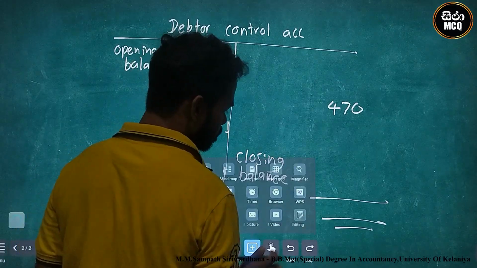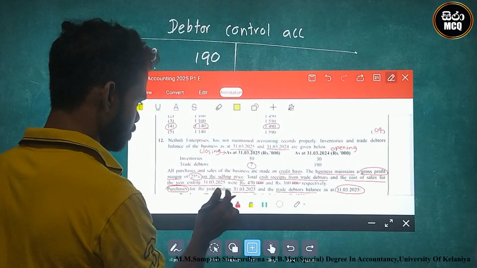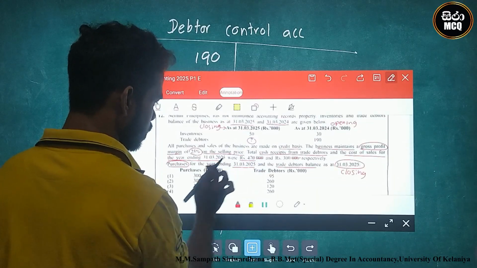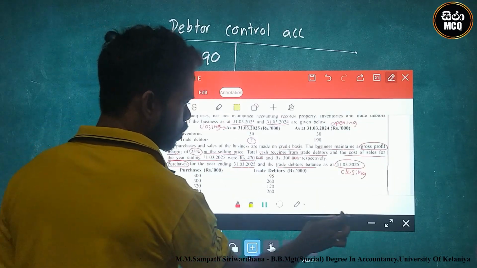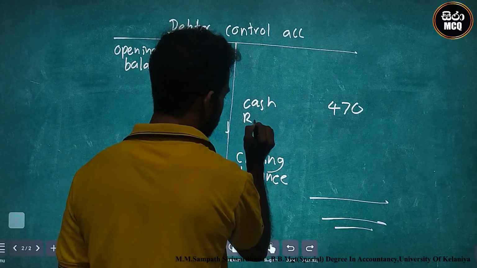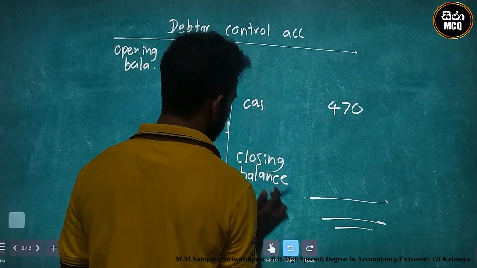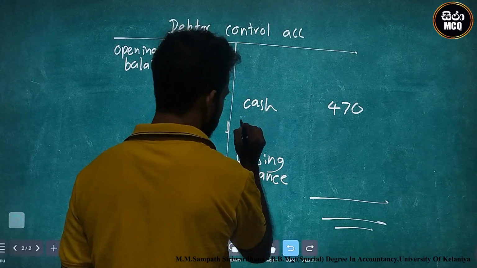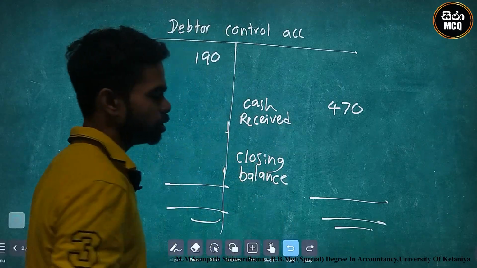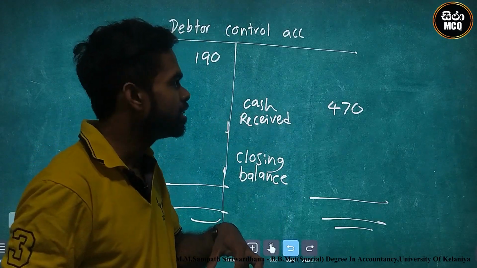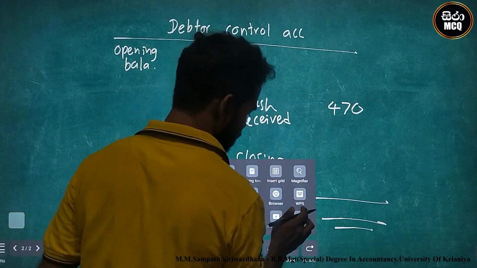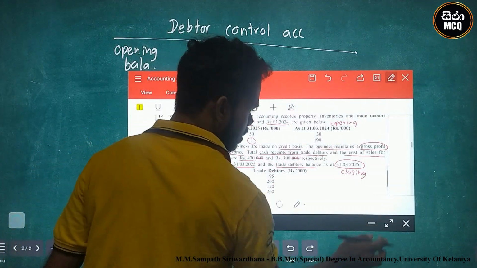Look here, what is the value? 470. 470 is the cash received amount. Cash received: cash control debit, trade debtor control credit. Okay, the second one.